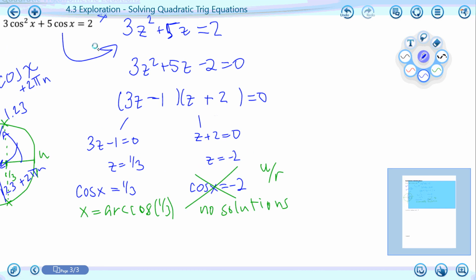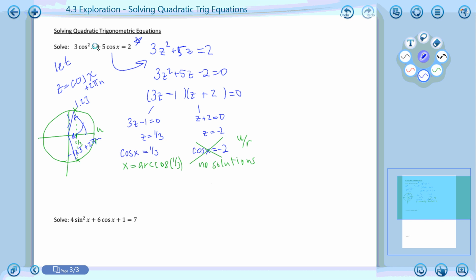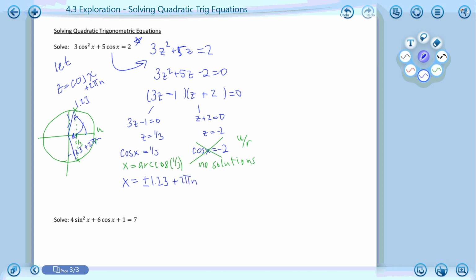So my x values that satisfy this equation are x equals plus or minus 1.23 plus 2 pi n. And that's my final answer, right? Because those are the values of x which make my original equation true.